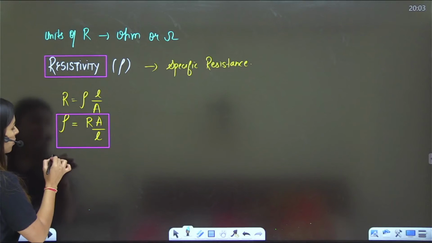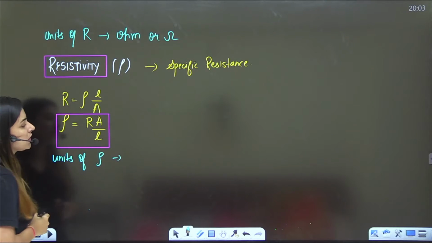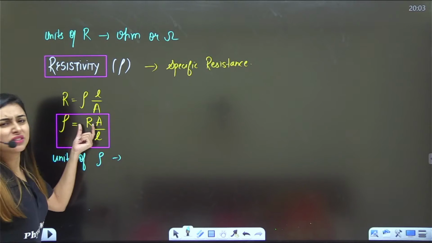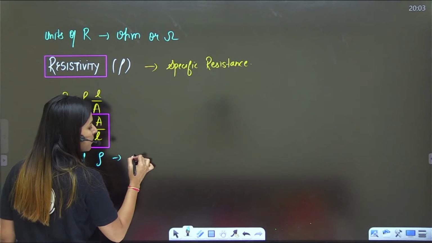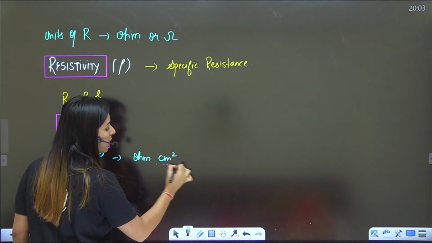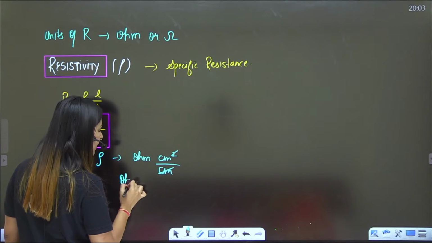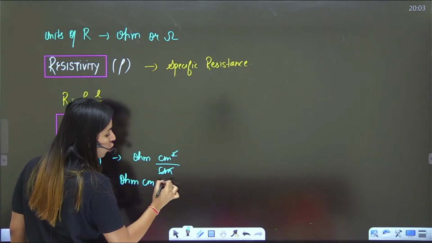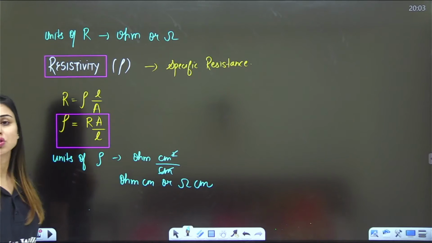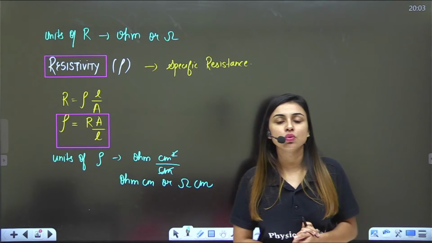So now let's talk about the units of resistivity. How can you find out the unit? It is very easy. You know that resistance is given by ohm, area of cross section is given by centimeter square and length is given by centimeter. So this will be cancelled, and the unit comes out to be ohm centimeter. These are the units of resistivity that you will be using.